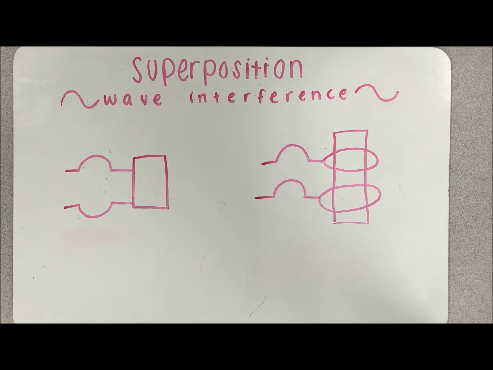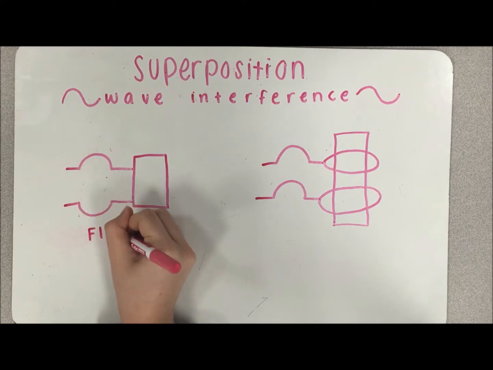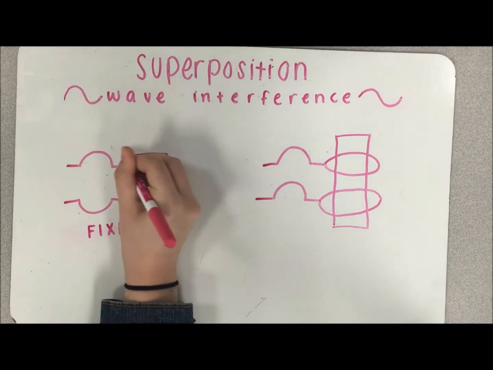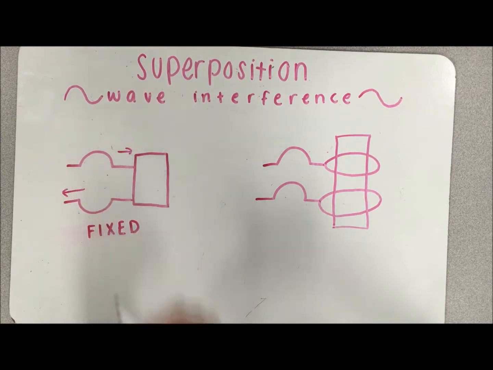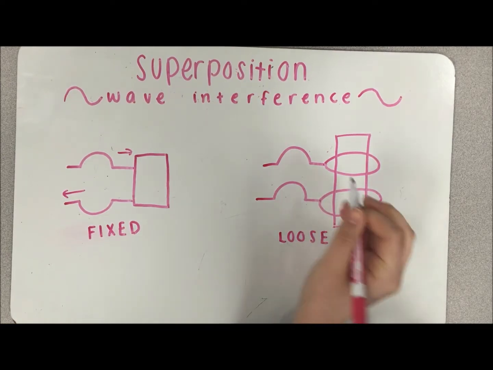When waves are traveling on a fixed end, they will be inverted. However, when waves are traveling with a loose end, they will stay the same as they go in the opposite direction.